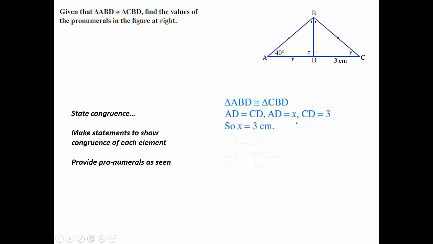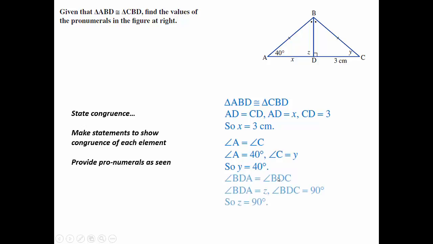So now I want to find y, so I'm going to say angle A. Now remember, angle A could have been BAD, and angle C could have been BCD. So angle A is equal to angle C, again, because we said that triangles are the same. If A is 40 and C is Y, then Y must be 40. And we've got one more, Z, so again, angle BDA is the same as BDC, BDA is Z, BDC is 90, therefore Z must be 90.